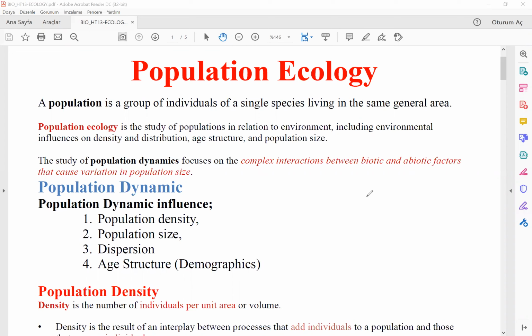Population ecology is the study of populations in relation to the environment, including environmental influences on density, distribution, age structure, and population size. Actually, population density, population size, dispersion, and age structure make up the population dynamics. Population dynamics focus on the complex interaction between biotic and abiotic factors that causes the variation in population size.